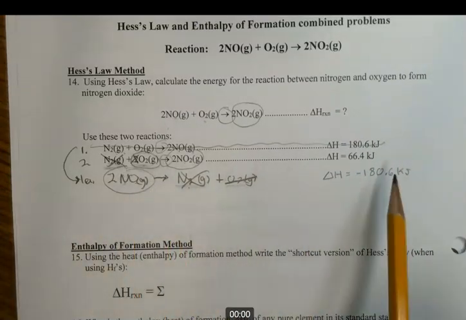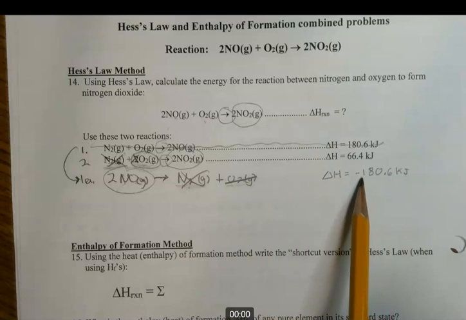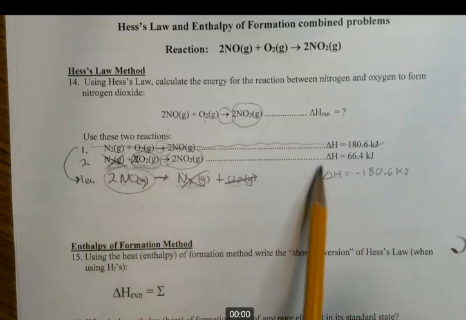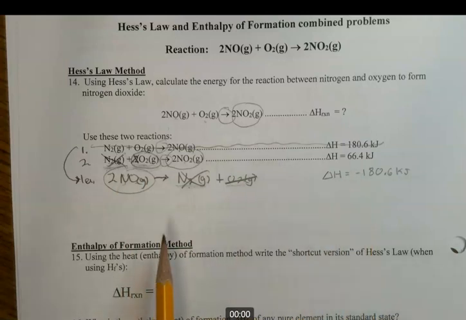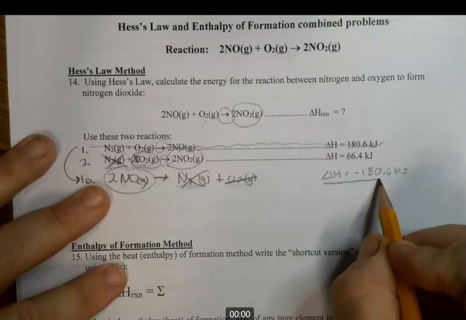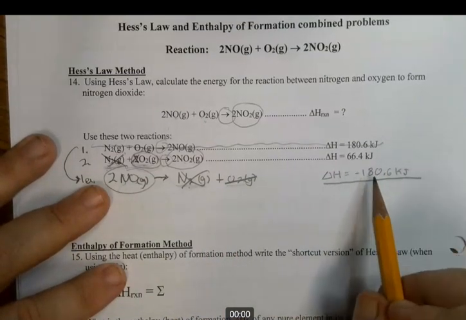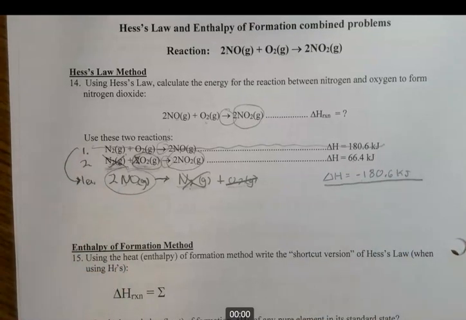Remember, if you reverse an equation, you change the sign on the enthalpy. If you multiply through by a factor, by a 2 or a 3, you do the same thing to the enthalpy. But when you do these additions or cancellations, that does not change the enthalpy. So now we're ready to go ahead and do an addition of 66 plus negative 180.6.